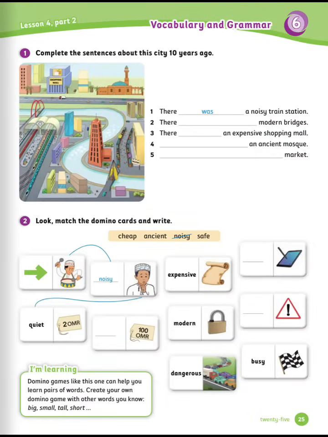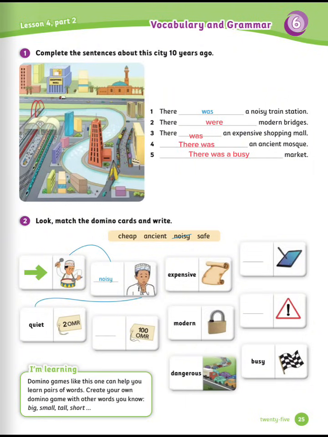Exercise number 1. Complete the sentences about this city 10 years ago. Let's see the answers. Number 1. There was a noisy train station. Number 2. There were modern bridges. Number 3. There was an expensive shopping mall. Number 4. There was an ancient mosque. Number 5. There was a busy market.